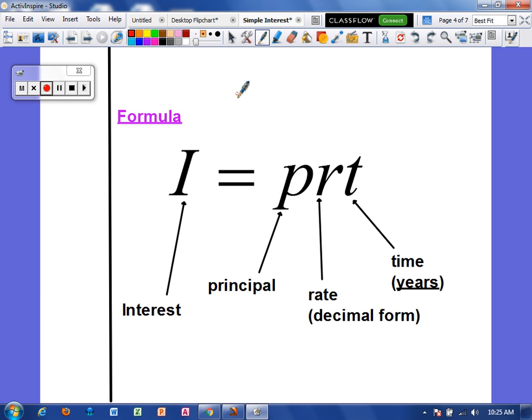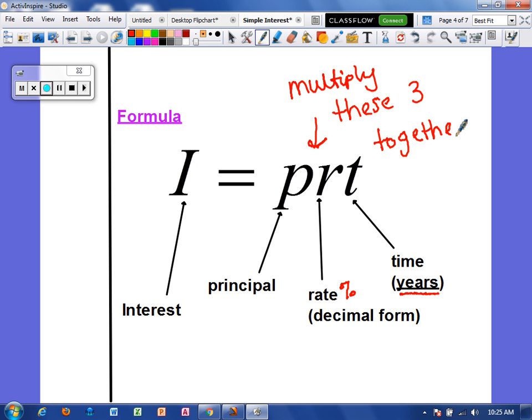Now, whenever we solve for simple interest, we take the principal, we multiply it times the rate, and multiply it times the time. So remember, the principal is whatever you borrow or put into an account. It's just the amount of money. The rate is the percentage. And when we operate, obviously, it needs to be in decimal form. The time should always be in years since we're focusing on annual interest. So keep in mind, multiply these three together. And that's all we have to do to find simple interest.